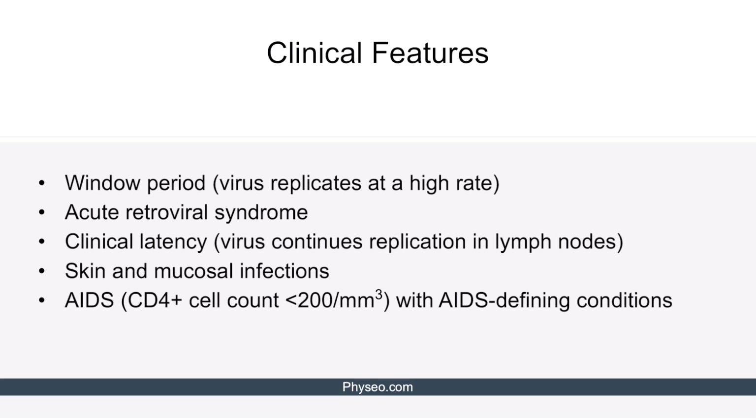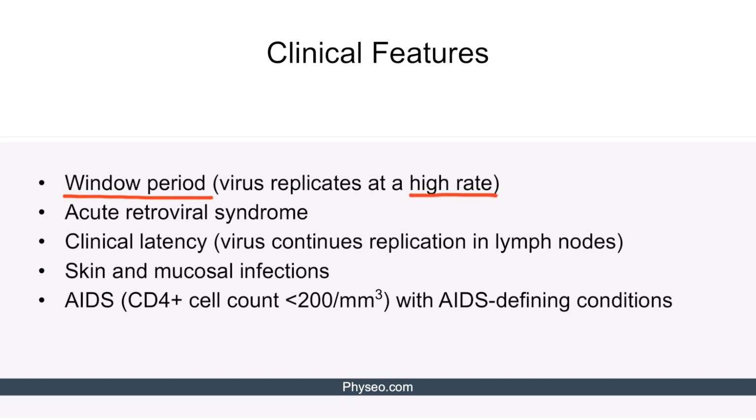An HIV infection is characterized by 5 stages. Let's discuss one at a time. The window period, also called an incubation period, is the time between HIV acquisition and the onset of acute symptoms. And during this window period, the patient is asymptomatic and the HIV virus replicates at a high rate.